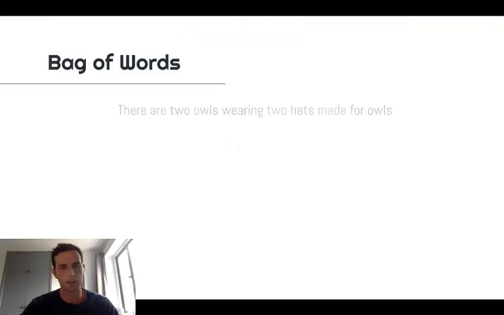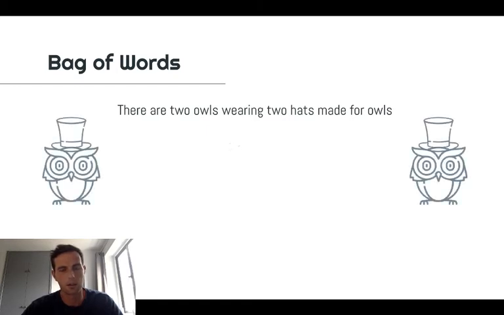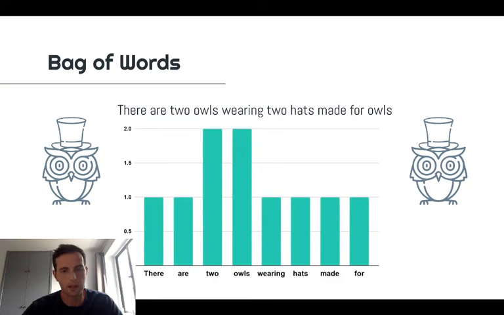The way this works is, let me give you the sentence: there are 2 owls wearing 2 hats made for owls. Here they are, these 2 owls. If I look at the sentence and just take a frequency count of each word in there, you can see that "wearing," "hats," "made," and "for" all appear once, and then "2" and "owls" appear twice. That's it. A bag of words model.